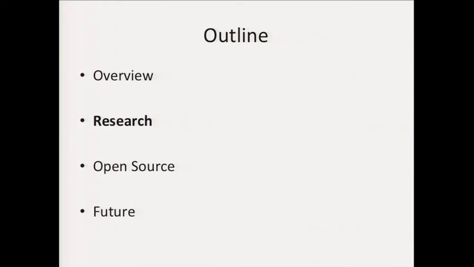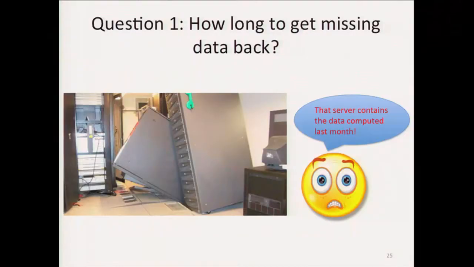Okay. So after this brief overview about the motivation and the problem we are trying to address, let's talk a little bit about research. I want to point out that the research part is not fully in our open source release yet, but we are working to make it stable and to put it in the open source release. We said we want to rely on the lineage information to do the recomputation to get the missing data back. But in this case, you have a machine failure. Someone knocked down the machine, and that server contains some data you computed last month. How do you guarantee the data will come back quickly?